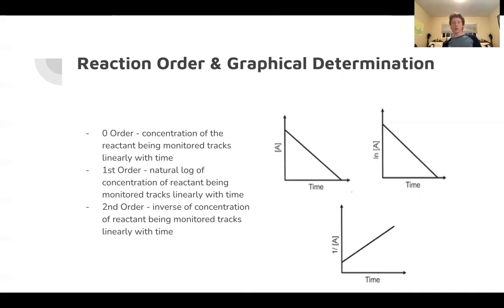And with regard to first order reactions, half-lives, or the amount of time it takes for half of a given substance to go away or decay, can be used to determine the rate constant by the equation t1/2, or the half-life, equals 0.693 over k. And then second order reactions: the inverse of the concentration, or 1 over the concentration of the reactant being monitored, tracks linearly with time. So if you look at the graph of a reaction, you can determine what order it is.